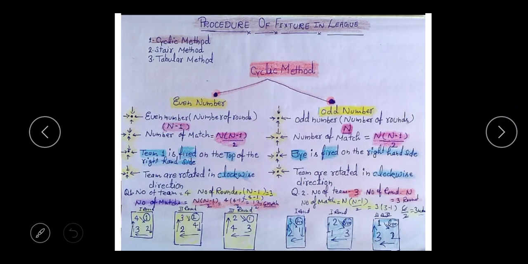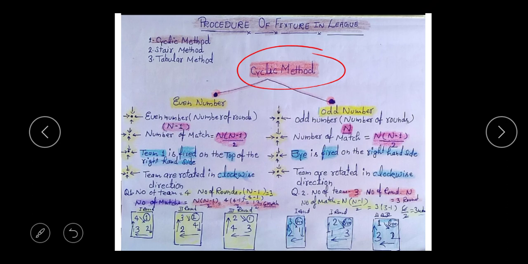Then here also we try to make it clear how to draw the fixture, because we compare both the cyclic method, even number and odd number of teams, and what is similar there. Clear? The procedure of the fixture in the leagues: first we discuss the cyclic method. Clear? Cyclic method, for even number teams and odd number teams.